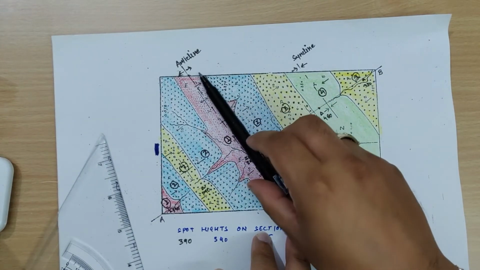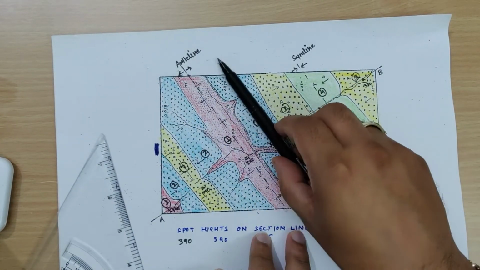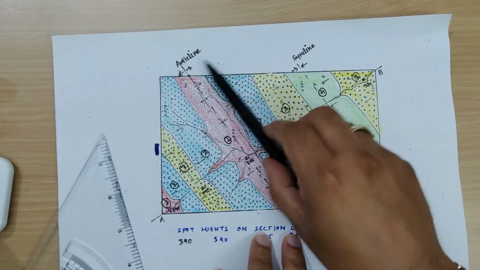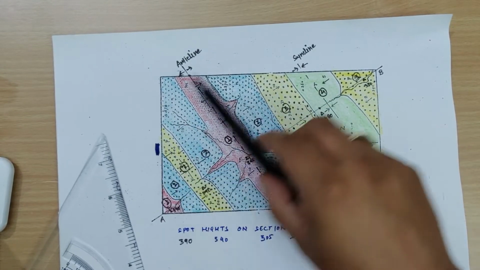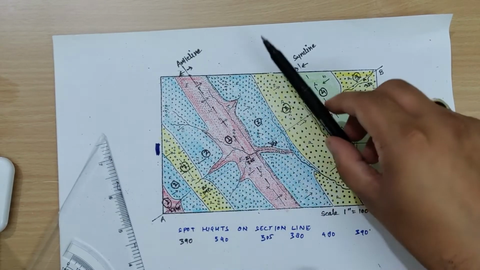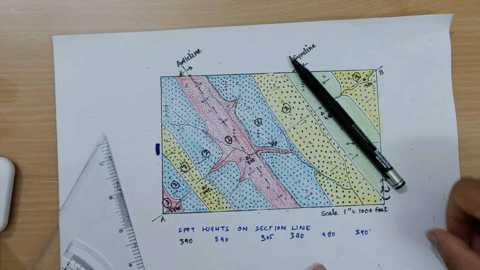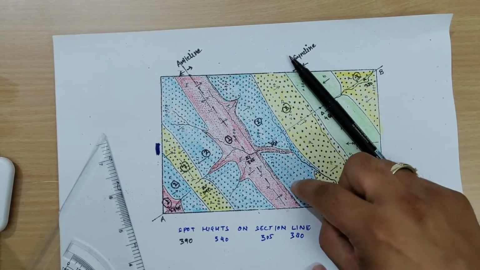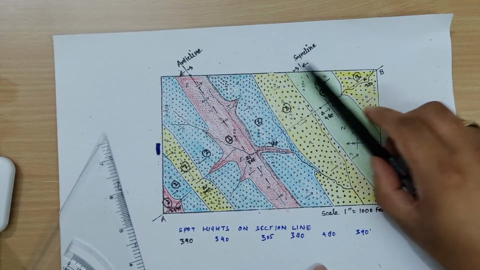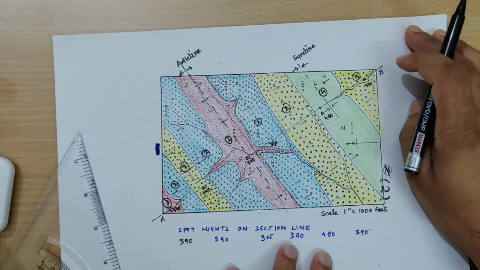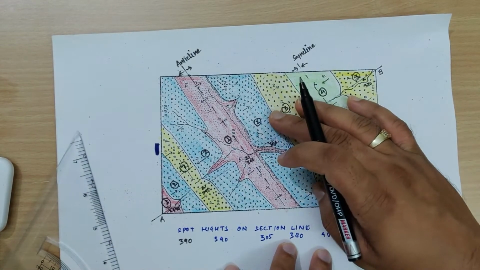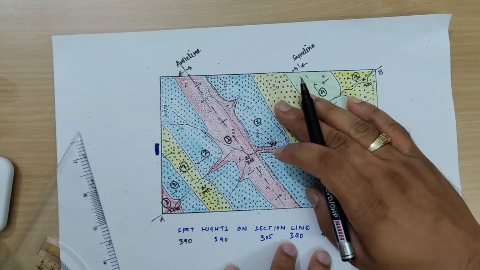The core of this anticline contains the oldest bed. Then we have bed number 2 in both limbs. Then we have bed number 3. Then we have bed number 2 back again, and we have bed number 1. And here in the syncline we have bed number 4 at the core. Then we have bed number 3. Then we have bed number 2. That's how we have interpreted that there are an anticline and a syncline in this area.